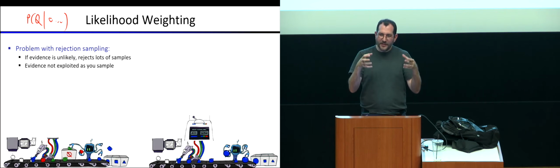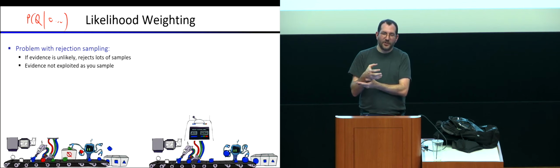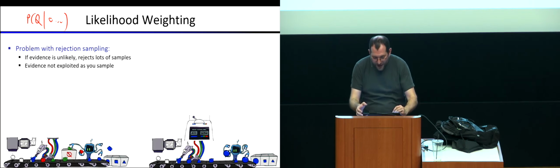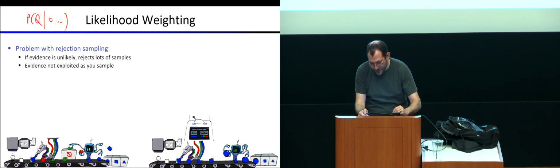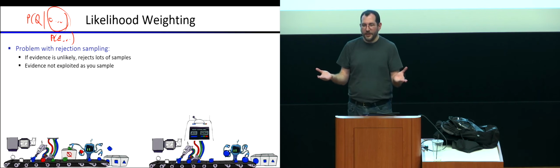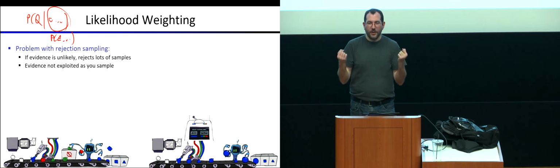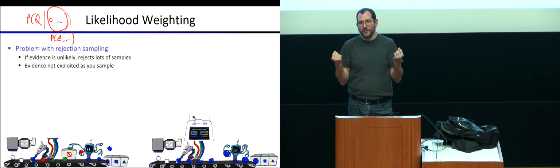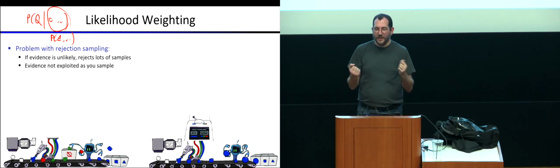How many samples am I going to keep? I'm only going to keep the ones that pop off the conveyor belt, miraculously matching all my evidence variables. What fraction of samples from the full distribution match my evidence? Well, P of E, right? That evidence has some probability, and I'm drawing things from the network according to the distribution of the full joint, and so things come out matching my evidence with P of E.